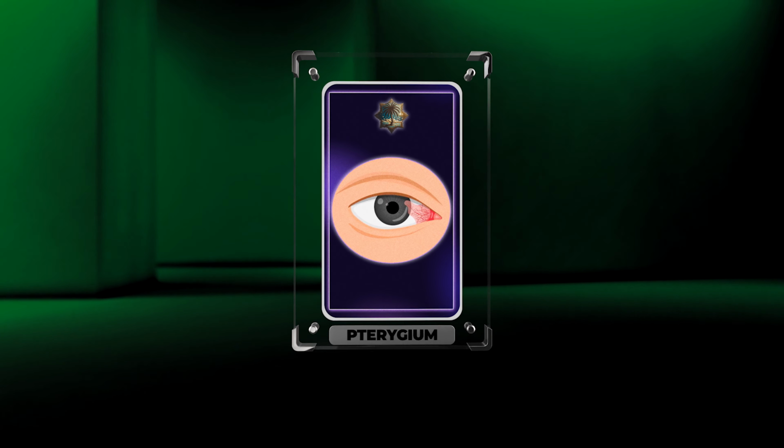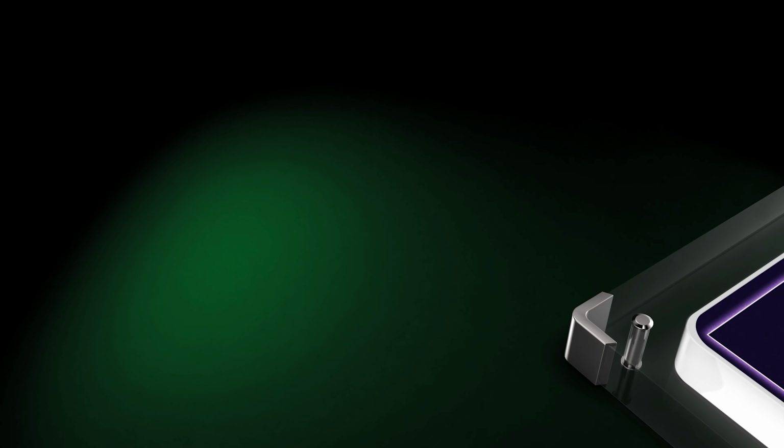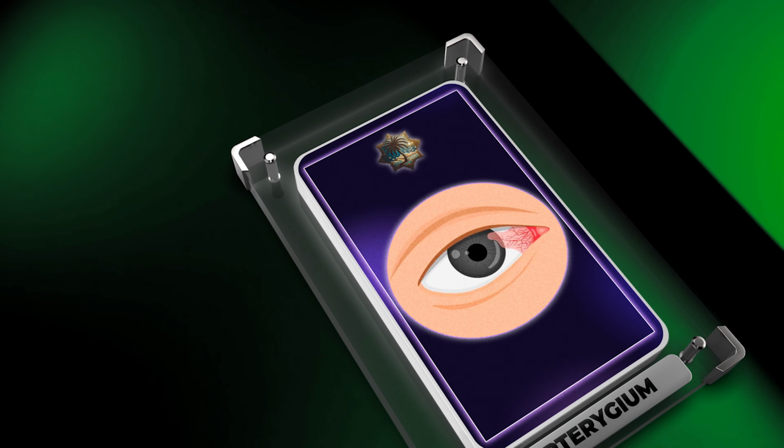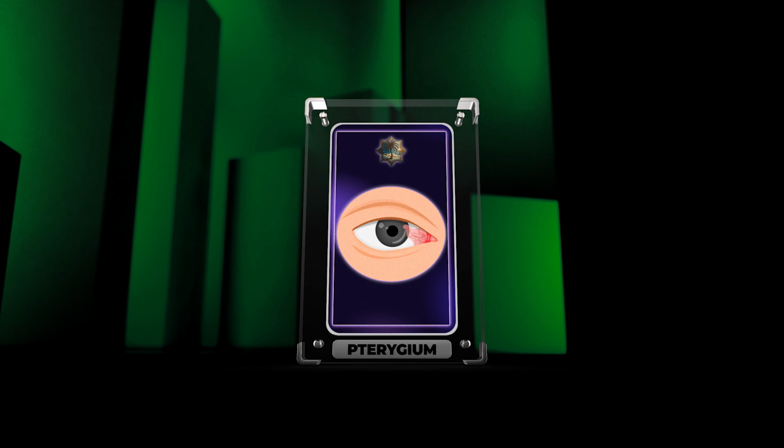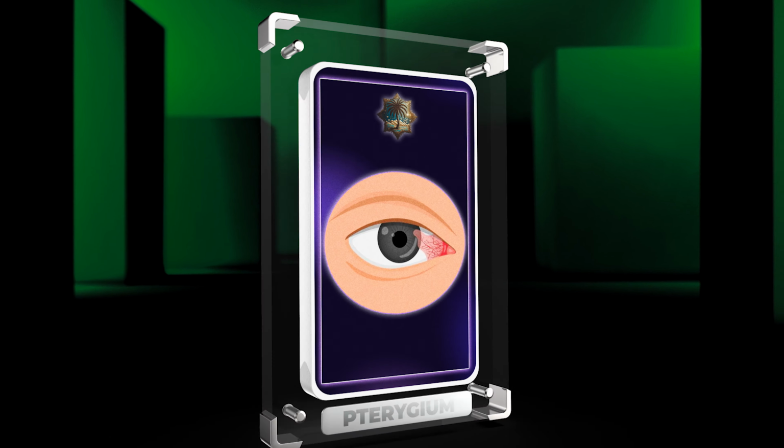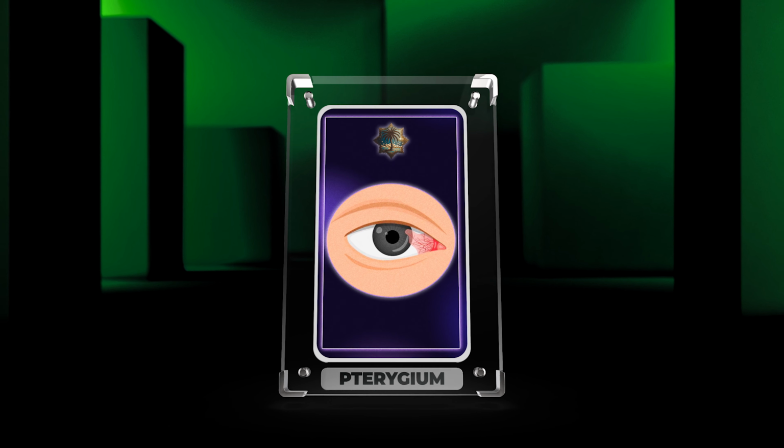Introduction. Pterygium is a common eye disease where conjunctival tissue grows onto the cornea. It causes visual disturbance and discomfort. This video will cover its causes, effects, treatment options, and long-term outcomes.